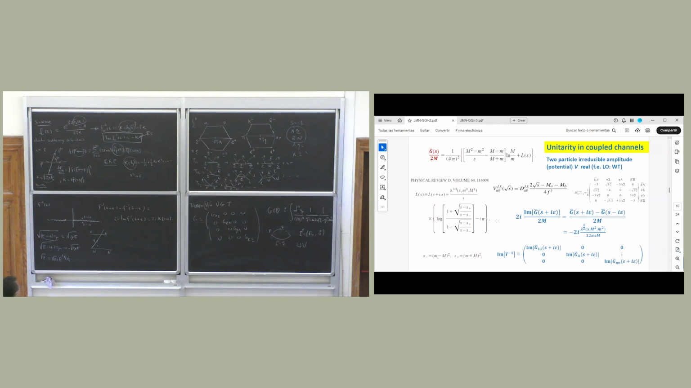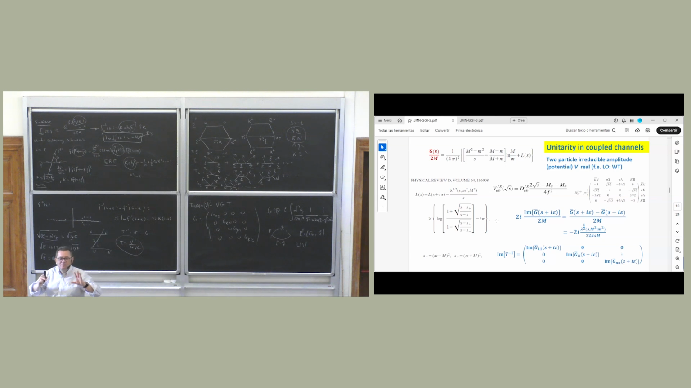So suppose that we have only one channel. If I have only one channel, this is what we discussed yesterday: T is V over 1 minus VG. And that can be written like T to the minus 1 equals V to the minus 1 minus G.